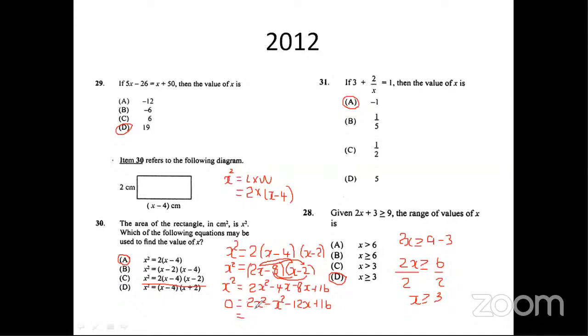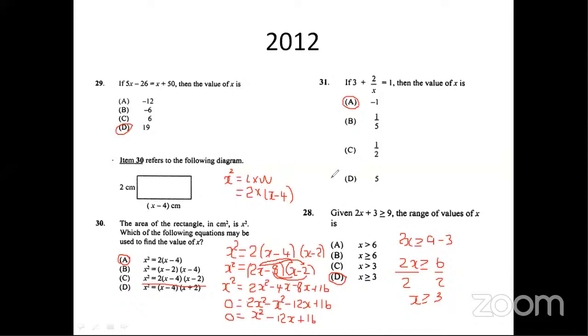Just quickly finishing up here. x squared. So 2x squared minus x squared gives us x squared, minus our 12x plus 16. And I'm going back to write the 0 or yourself. What are we looking at now? What type of equation? Quadratic equation.